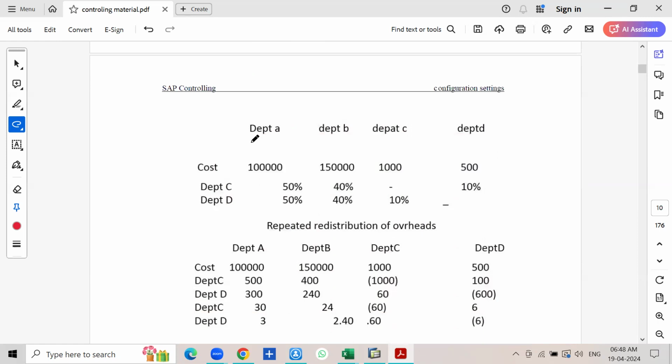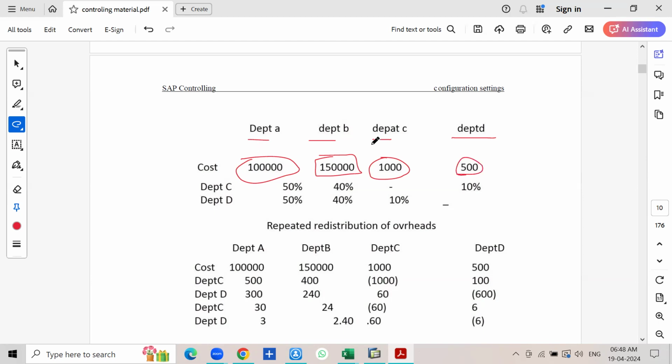See, Department A, Department B, Department C, Department D, right? In Department A, the direct cost is 1 lakh rupees. This is the data in the month of April. In Department B, the total direct cost is 1,50,000. Department C, 1,000 rupees. For the calculation easiness, I have taken small amounts. Then Department D, 500 rupees.